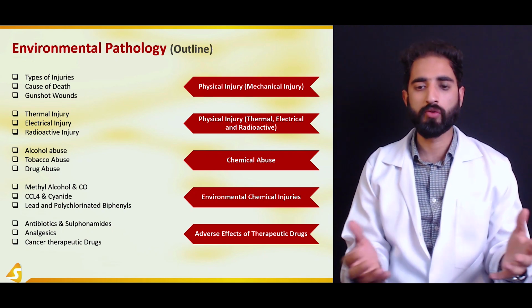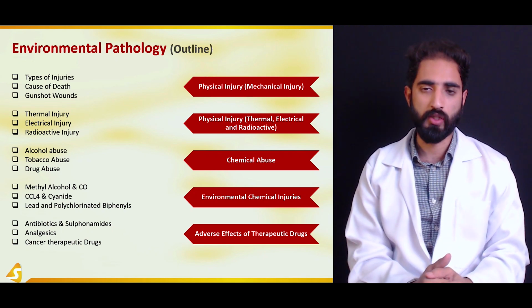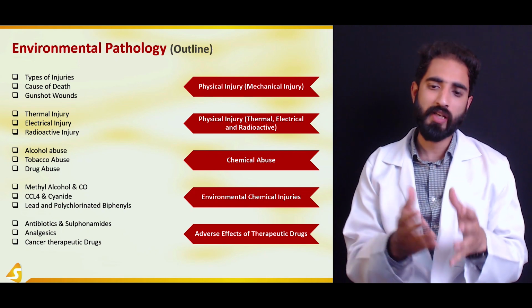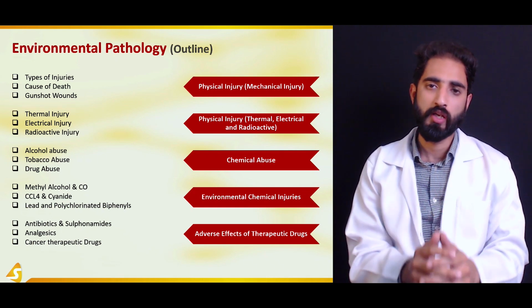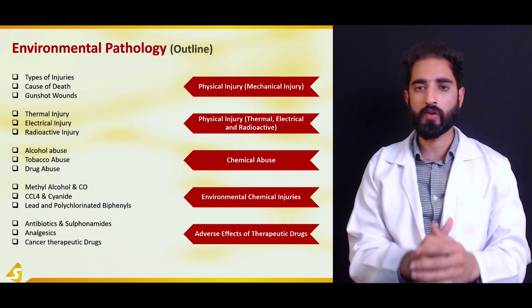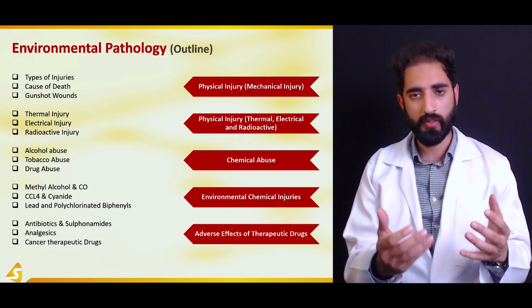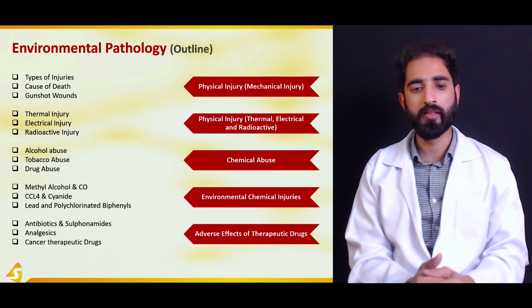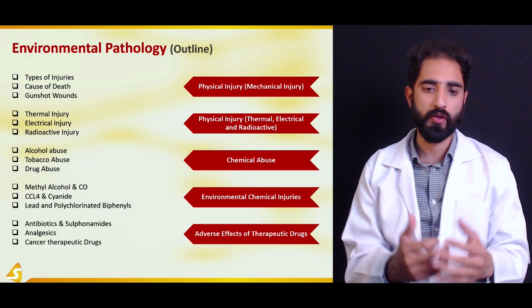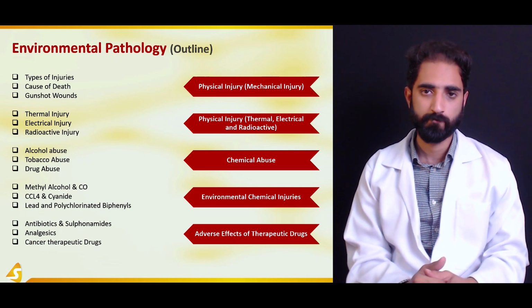In the next section, we're going to talk about environmental chemical injuries, in which we're going to talk about different types of chemical toxins which are usually present in our surroundings and have negative health impacts, such as methyl alcohol, carbon monoxide, carbon tetrachloride, cyanide, lead, and polychlorinated biphenyls.